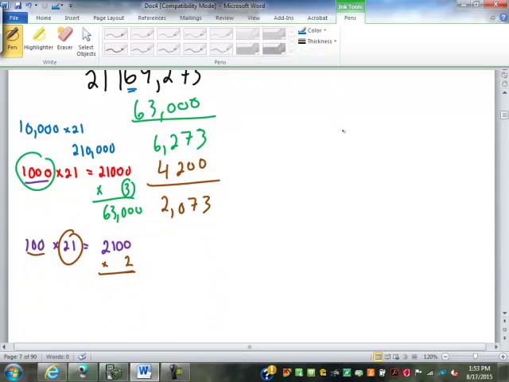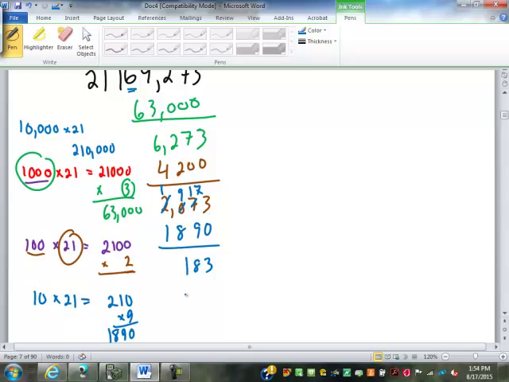Next place value? 10s. 10 times 21 is 210. I can subtract that. It looks like 9 times. I get 183 left over. Again, how many times did I just subtract 21 here? 10 times 9, or 90 times.